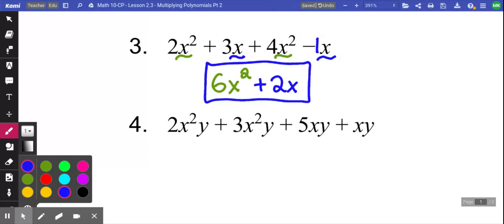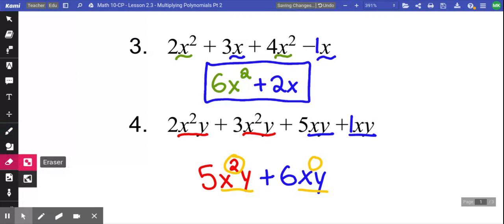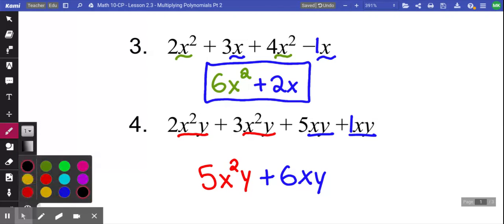If we look at number 4, same idea. X squared y can only go with other x squared y's. So 2 plus 3 would be 5x squared y's. And then xy's can only go with xy's. It's an invisible 1 right there. So it'd be positive 6xy. Sometimes people think those are like terms because they're both xy, but they're not because the exponent is not the same. So those are not like terms. They cannot be combined. That would be our answer.